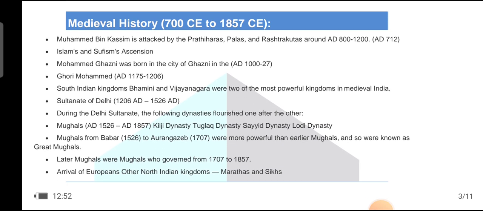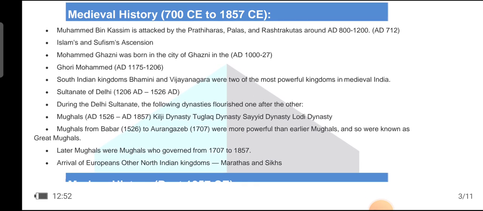Let us talk about medieval history, which lies between 700 Common Era to 1857 Common Era. The first point is that Muhammad bin Qasim attacked in AD 712. Then came the Pratiharas, Palas and Rashtrakutas, around AD 800 to 1200.